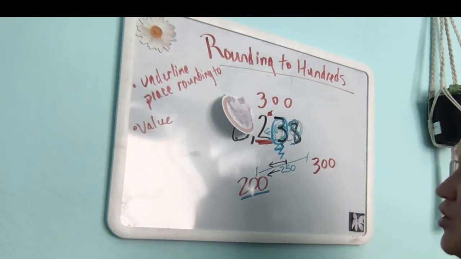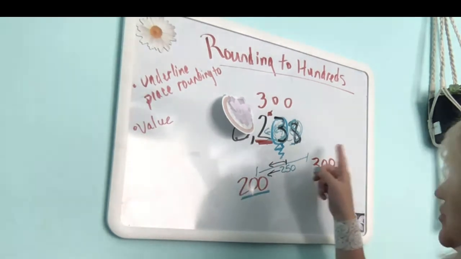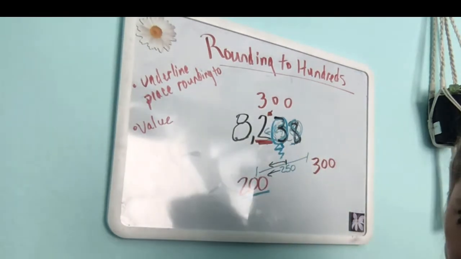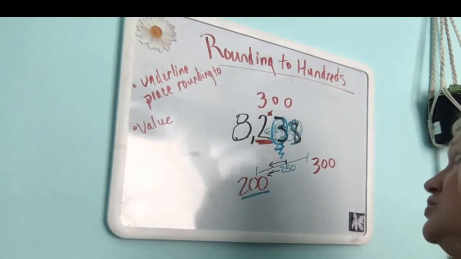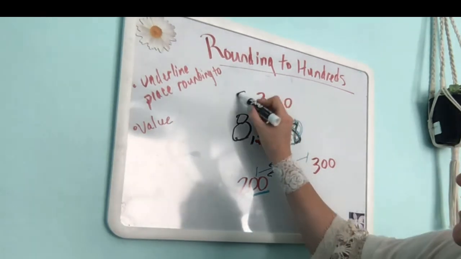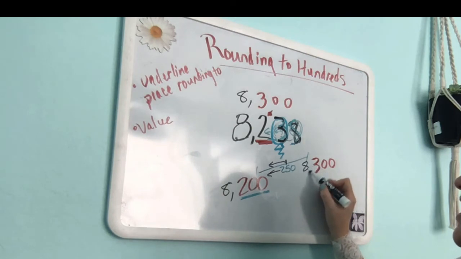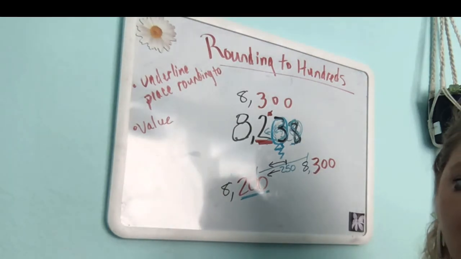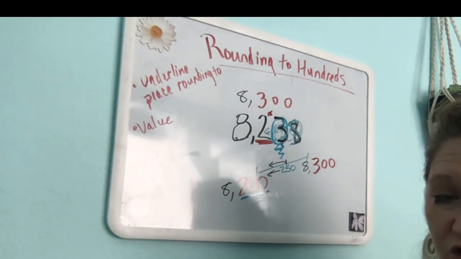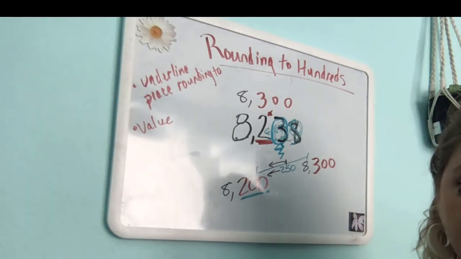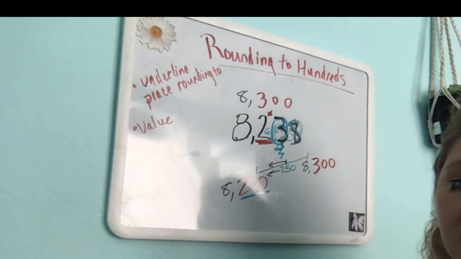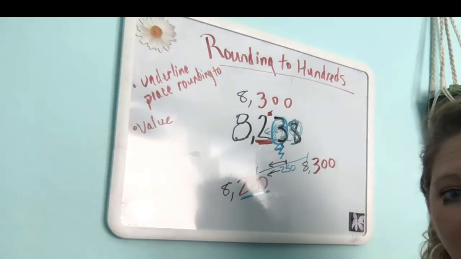But remember, we are not just working with 238. We're actually working with 8,238. So really, we're looking at this number between 8,200 and 8,300. Okay, so this is just one other strategy to help you remember about rounding. Okay, and place value is key. I hope this helps you, and I'll see you soon.